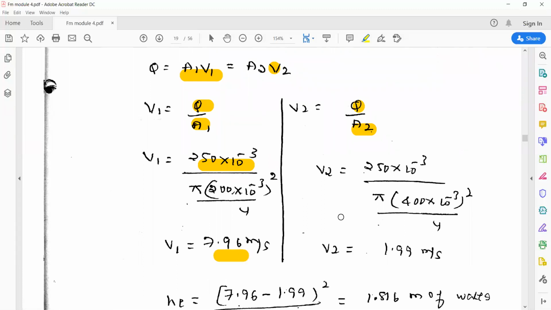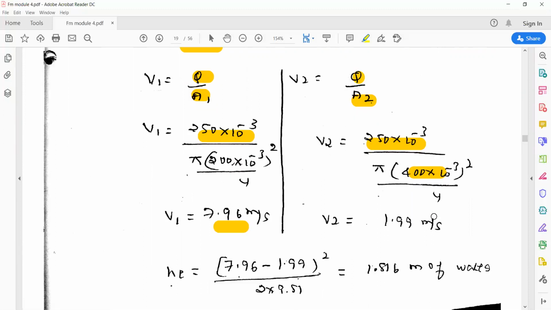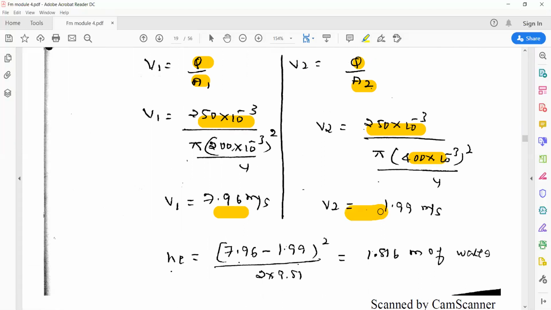Similarly, V2 is equal to Q by A2. The Q value you have, and A2 is the cross-sectional area of the second pipe, that is pi d2 square divided by 4. Again, d2 is given as 400 millimeter. Millimeter has to be converted to meter, so that's why it is multiplied with 10 raised to minus 3. If you compute pi d square divided by 4, you'll get the value of V2.